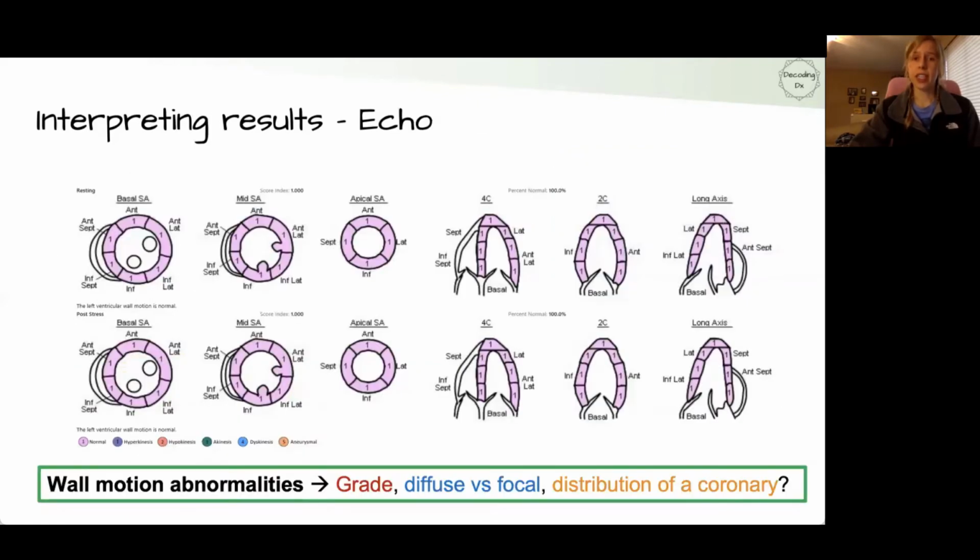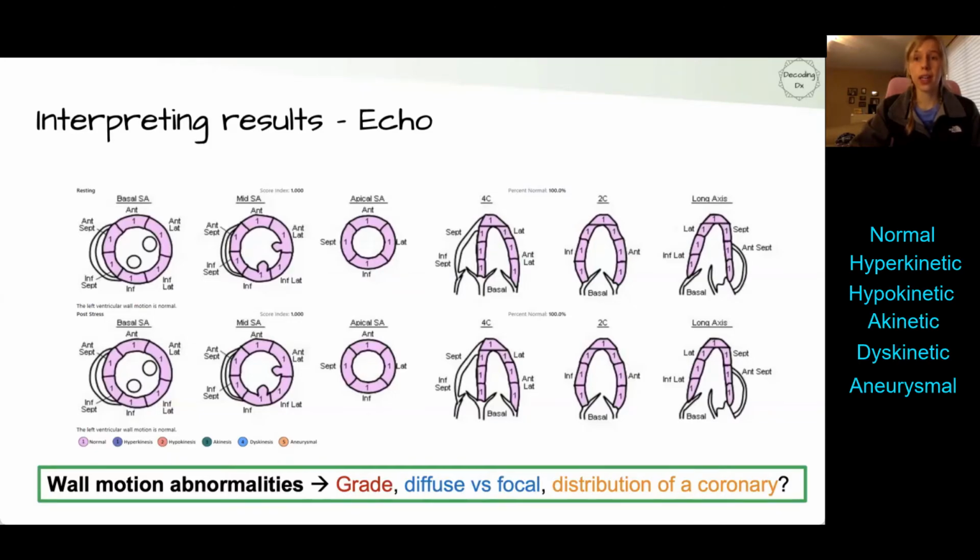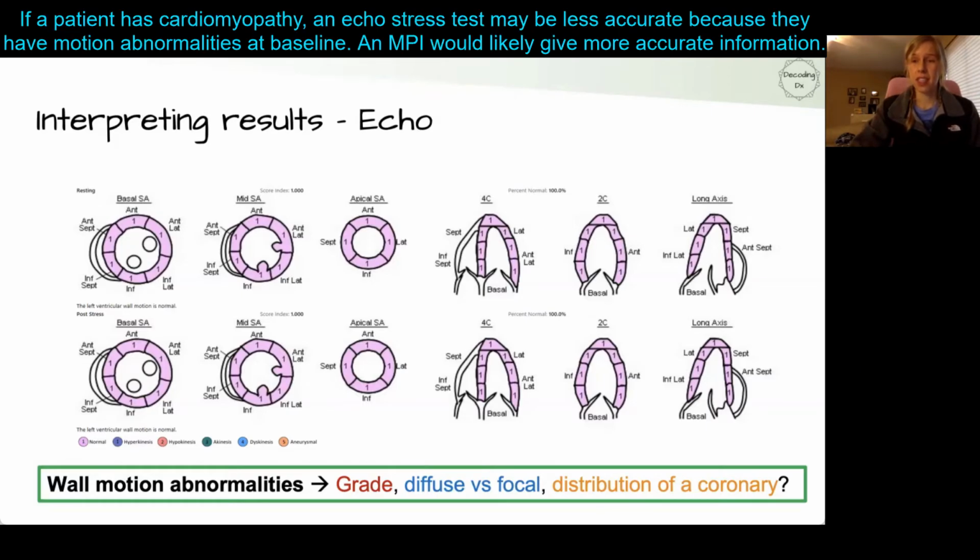If we do an echo stress test, what we're looking for is wall motion abnormalities. You'll commonly see graphs like this on the stress test report. And what this is doing is showing you different cuts of the heart and stratifying it into different segments. And each segment of the wall is given a score on how it moves. So it can be normal, hyperkinetic, hypokinetic, akinetic, dyskinetic, or aneurysmal. What you're looking for in this is the severity of the wall motion abnormalities, if it's diffuse, meaning the entire heart, and if it's in one part of the heart, is it in an identifiable distribution of a known coronary artery? If so, then that clues you in that it's probably that artery that's occluded.